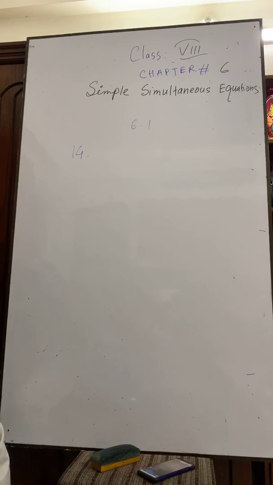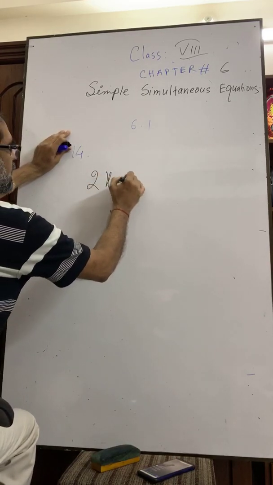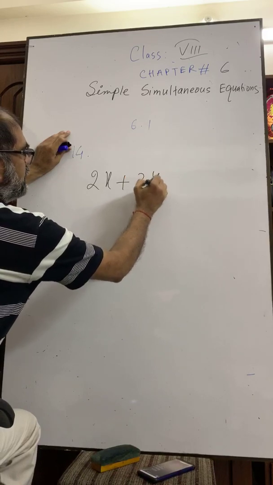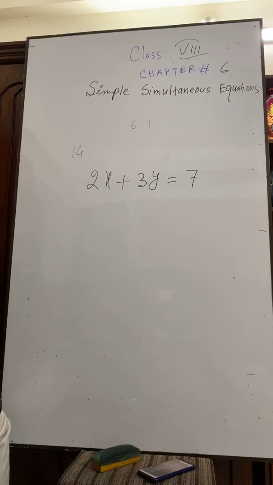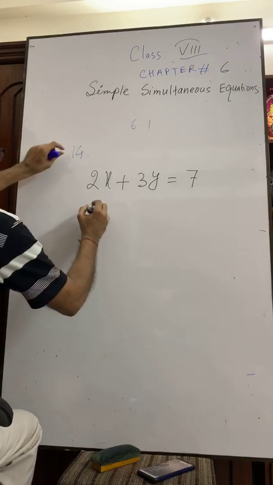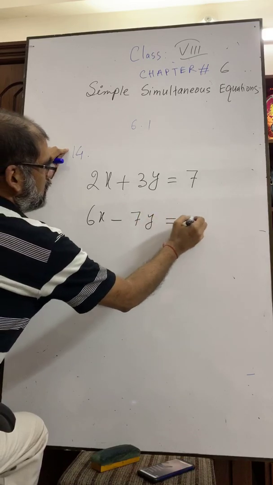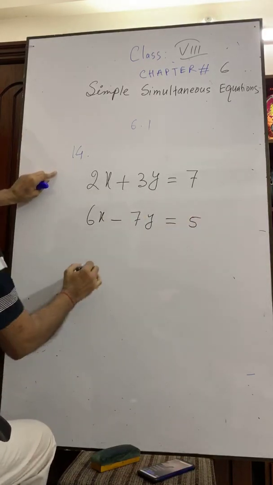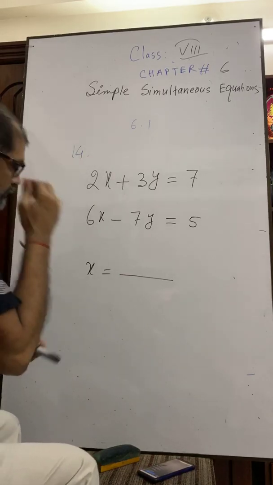The math is given like that. 2x plus 3y equals to 7, and 6x minus 7y equals to 5. So what is x? Right? You see.